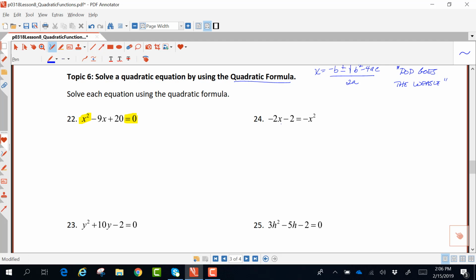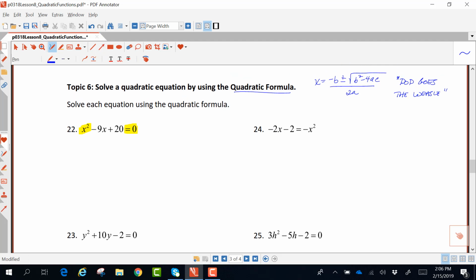So let's look at 24. It is not set up to apply the quadratic formula because it is not set equal to 0. So let's move the x squared to the left side, which would make it positive, and it would also cause this to equal 0. Now it is set up as a quadratic equation prepared to apply the quadratic formula.